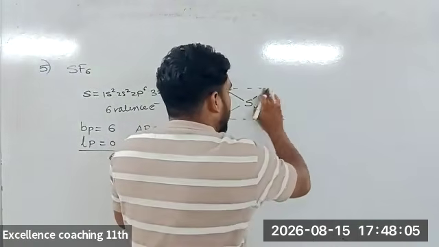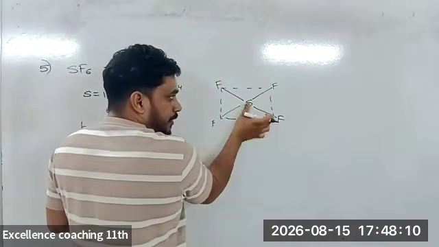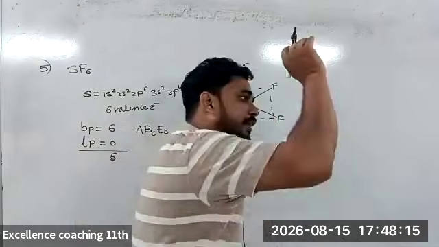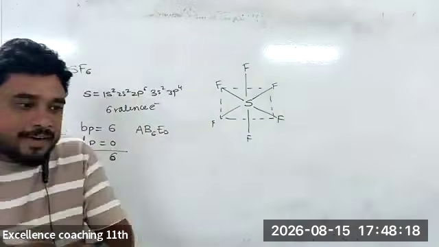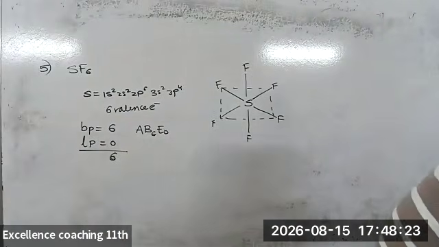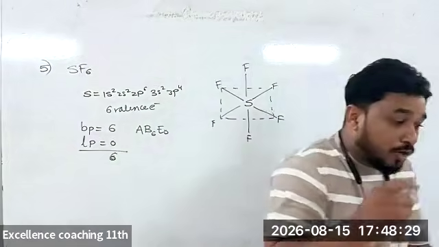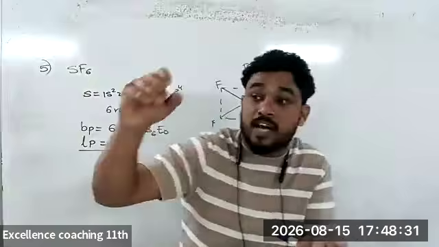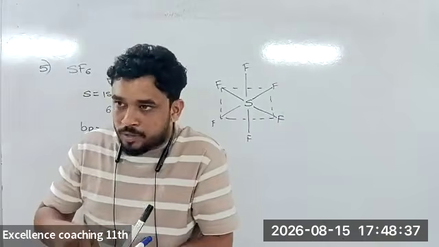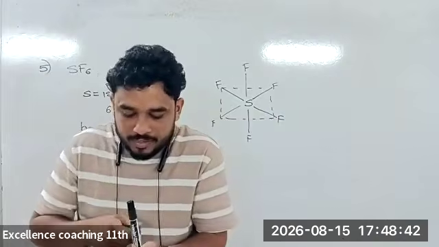Actually, it is difficult to draw. The bond length between these 4 fluorines and the 5th and 6th fluorine is the same. Whichever way you rotate the octahedral, it will look the same. Octahedral geometry looks the same from any side. See, this part looks like a square now.